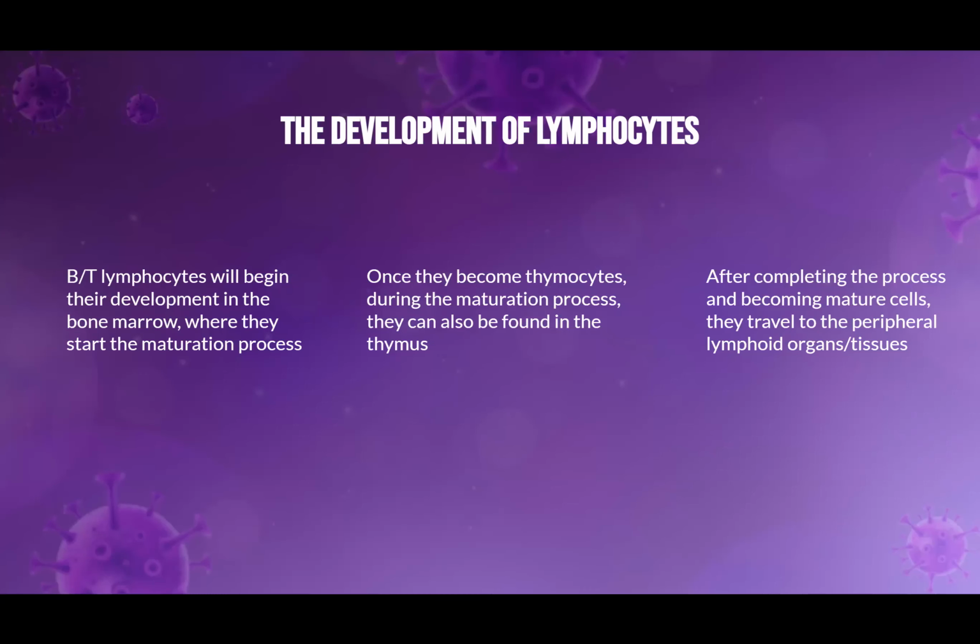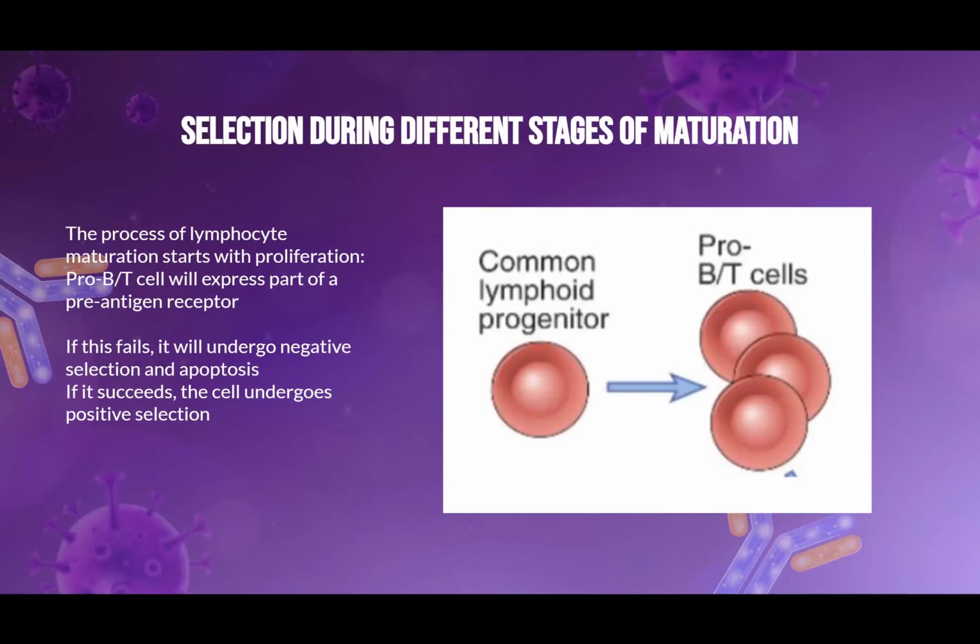So the development of lymphocytes. B or T lymphocytes will begin their development in the bone marrow, where they will start the maturation process. T cell precursors, during the maturation process, can also be found in the thymus, hence the name thymocytes. After completing this process and becoming mature cells, they will then travel to the peripheral lymphoid organs or tissues. So the selection that occurs during different stages of maturation.